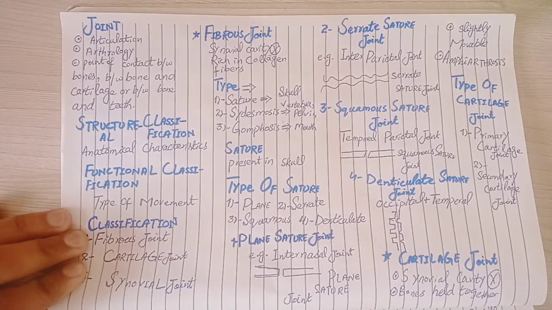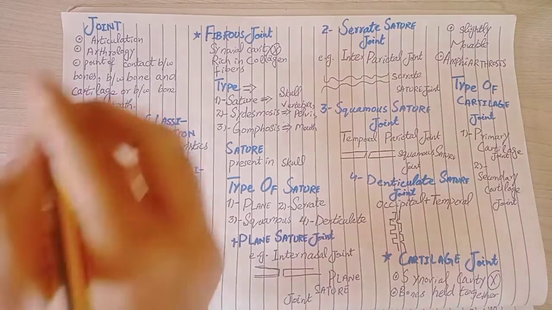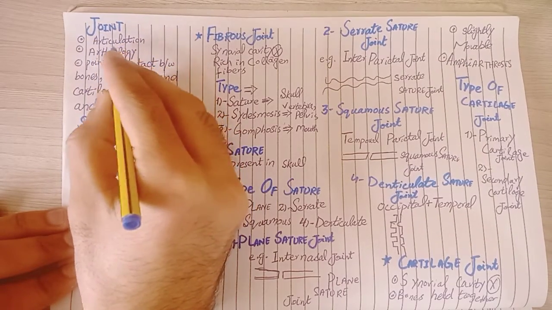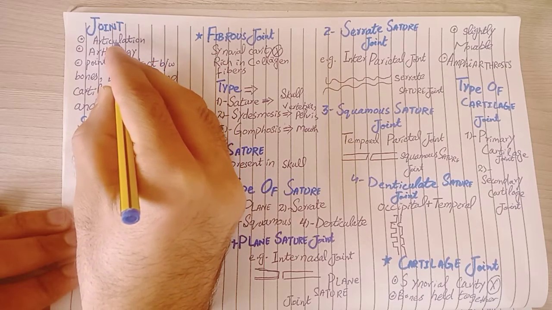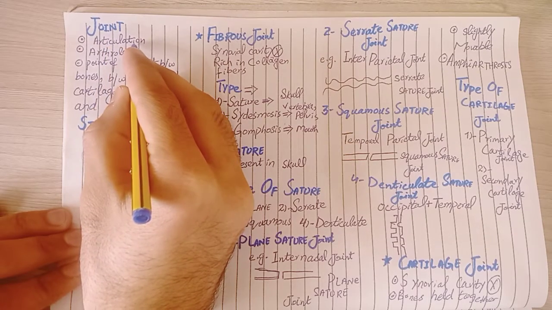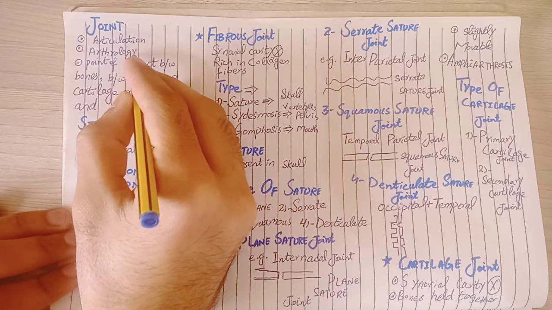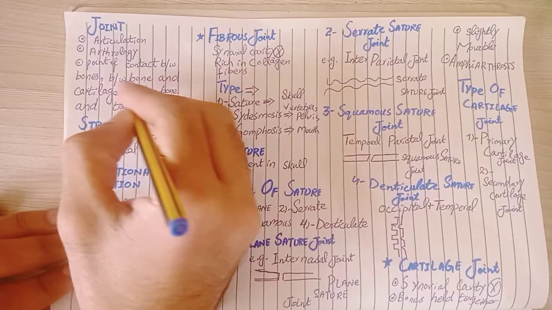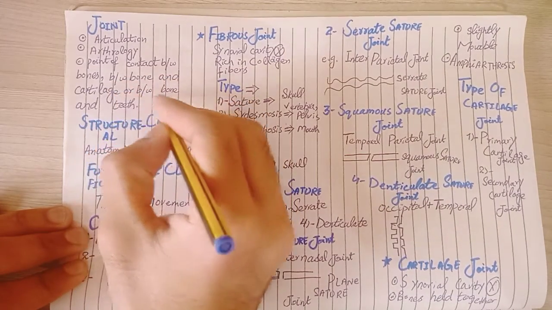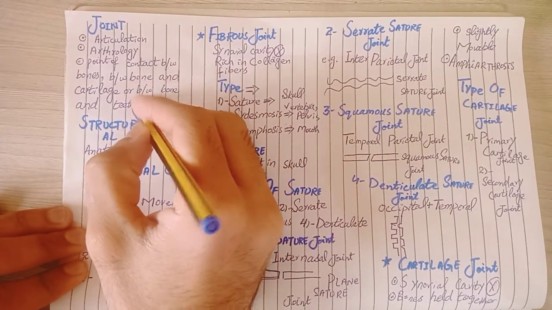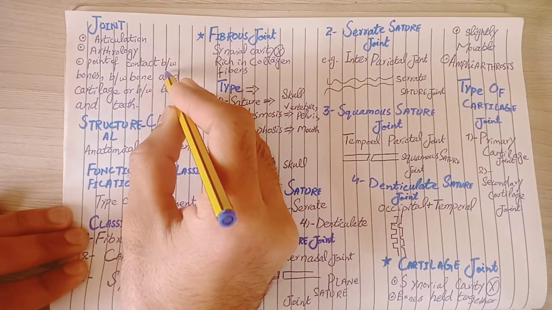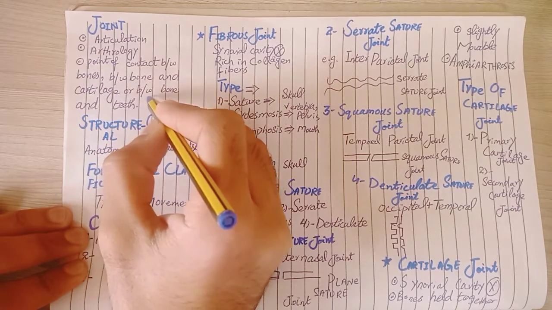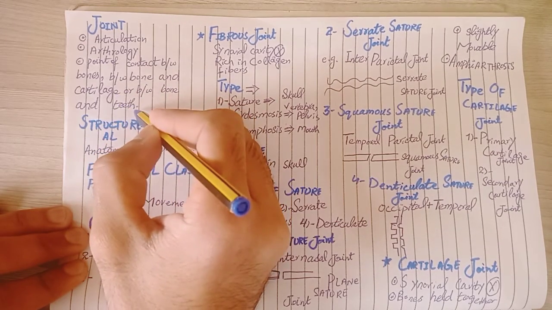In this video, I discuss joints. A joint in anatomy is called an articulation. The study of joints is known as arthrology. A joint is the point of contact between two or more bones, between bones and cartilage, or between bone and teeth.